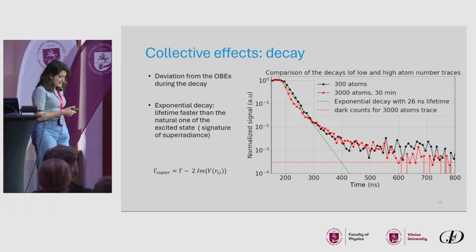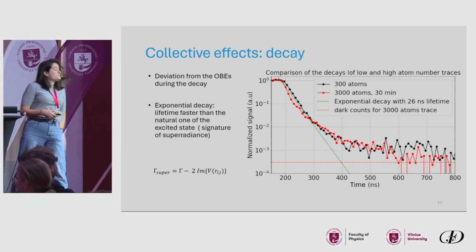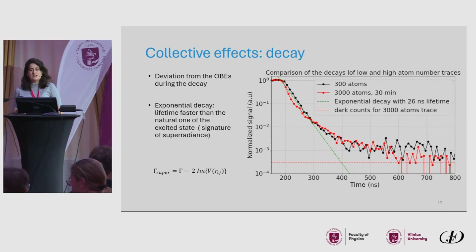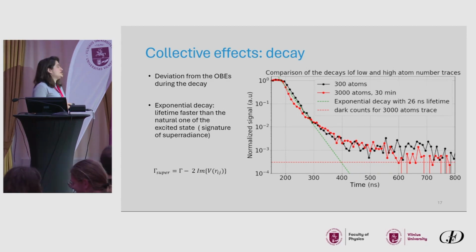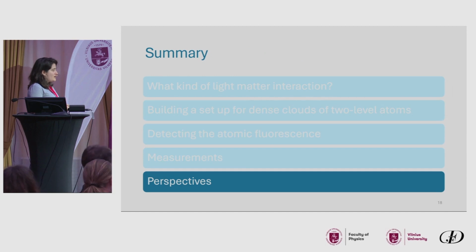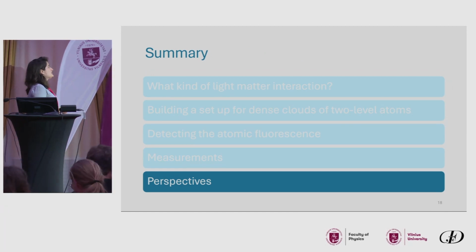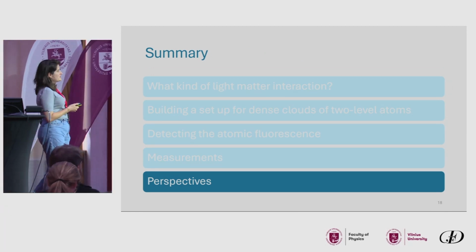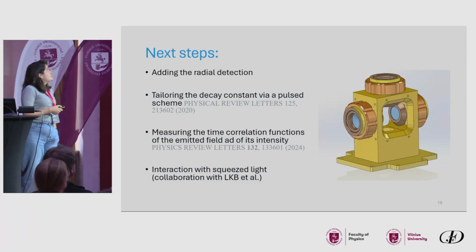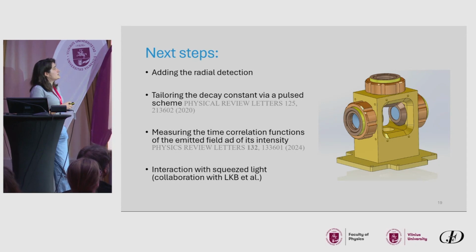So this is kind of nice. We probed these collective effects that had already been measured on the previous setup. Now what we want to do next is to go beyond these effects. First, we would like to add radial detection. There's a place on our setup for a third objective. This would allow us to detect the fluorescence perpendicular to the trap.